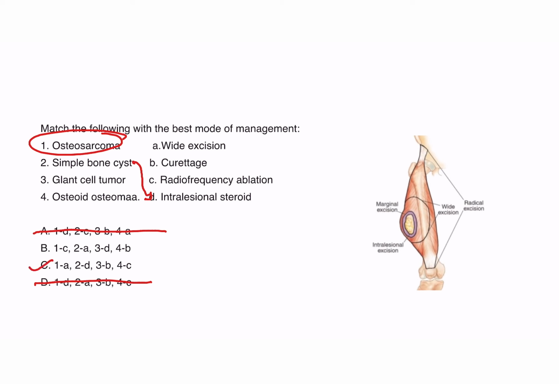Giant cell tumor. Giant cell tumor, what? I would do an extended curettage. Osteoid osteoma, I would do a radio frequency ablation. So a giant cell tumor, I would do an extended curettage. Osteosarcoma, I can do a wide excision. So the answer is 1A, 2D, 3B, and 4C.